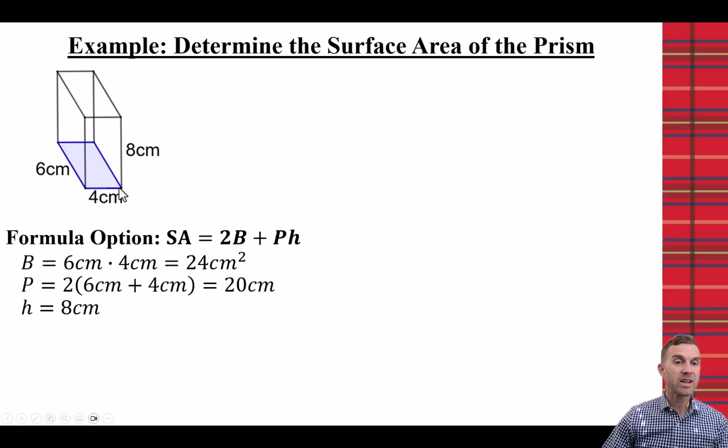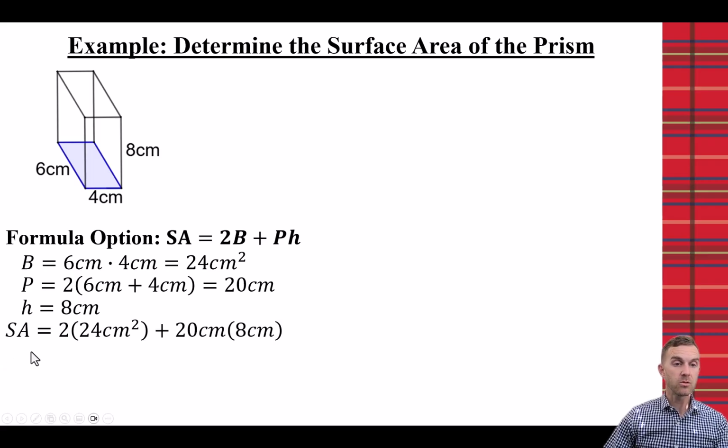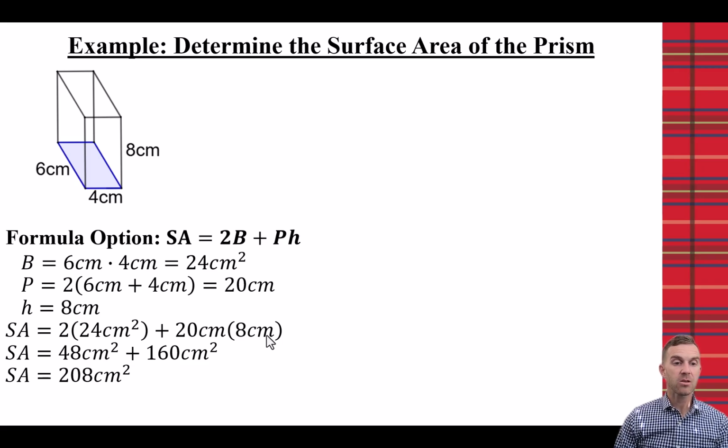And then the height is what extends to make up the other opposite base. So in this case, we would say that's the 8 centimeters. Now we substitute in our values. That would be 2 times our area of our base plus our perimeter times the height. We simplify that and then add our values together and get 208 square centimeters.